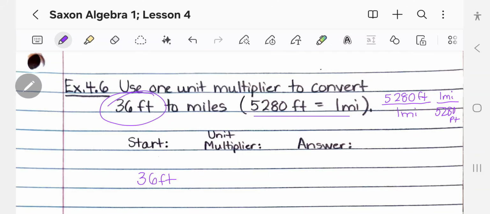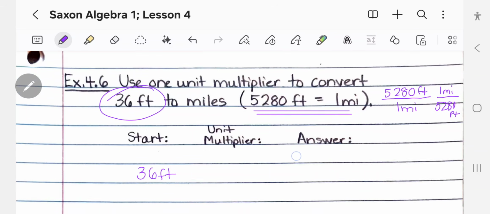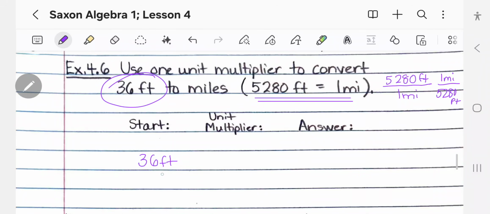Now, either one of those will work for this conversion, okay? But only one of them is going to be able to do what they're asking me to do, starting with 36 feet. So I know I'm going to need to pick the one that has feet on the bottom, because I'm going to want feet to cancel, right? Because remember, you can think of this as over a 1, and I'm going to be multiplying by this unit multiplier. So let's pick the one that has feet. So I'm going to have 1 mile over 5,280 in the denominator. All right, then I can cancel.